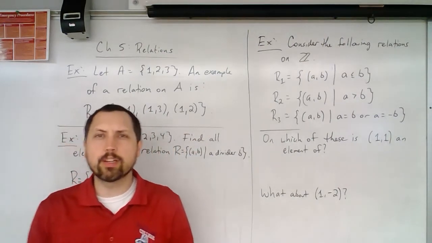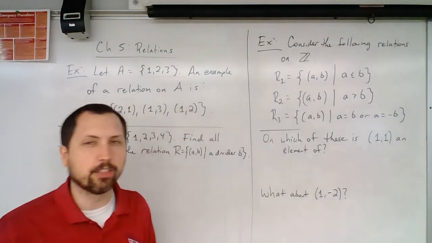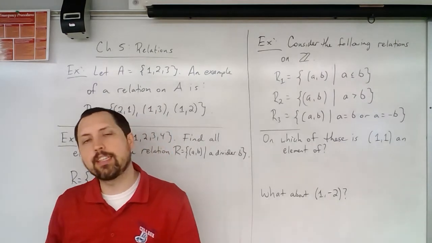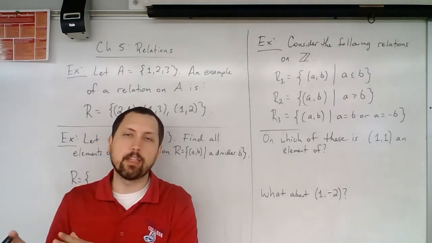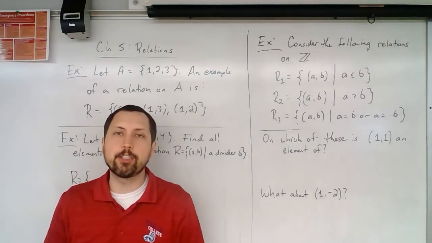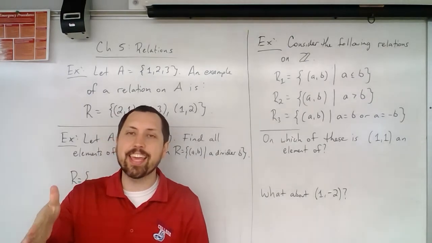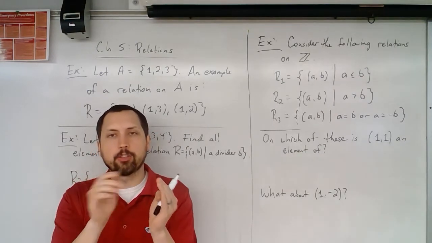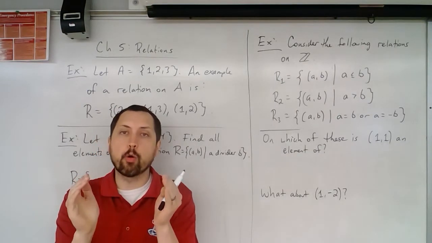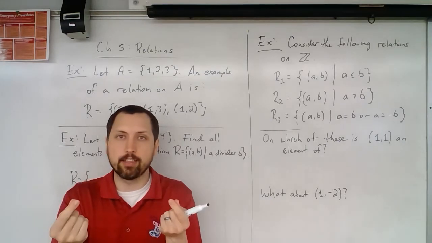Okay, so let's take a look at some more examples of relations. Remember, I said a relation is a subset of a Cartesian product of, say, A cross B. But we also had the definition that a relation on a set A means that both entries in our ordered pair are going to come from the same set.